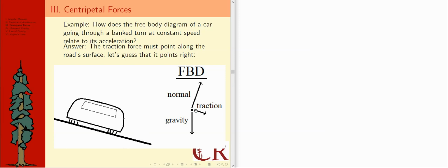So that tells you that traction force is preventing that, so hence it must point to the inside, because for friction the rule is it points in the direction that the object would tend to move or want to move if it weren't there. So that's one way of validating that guess that we have.